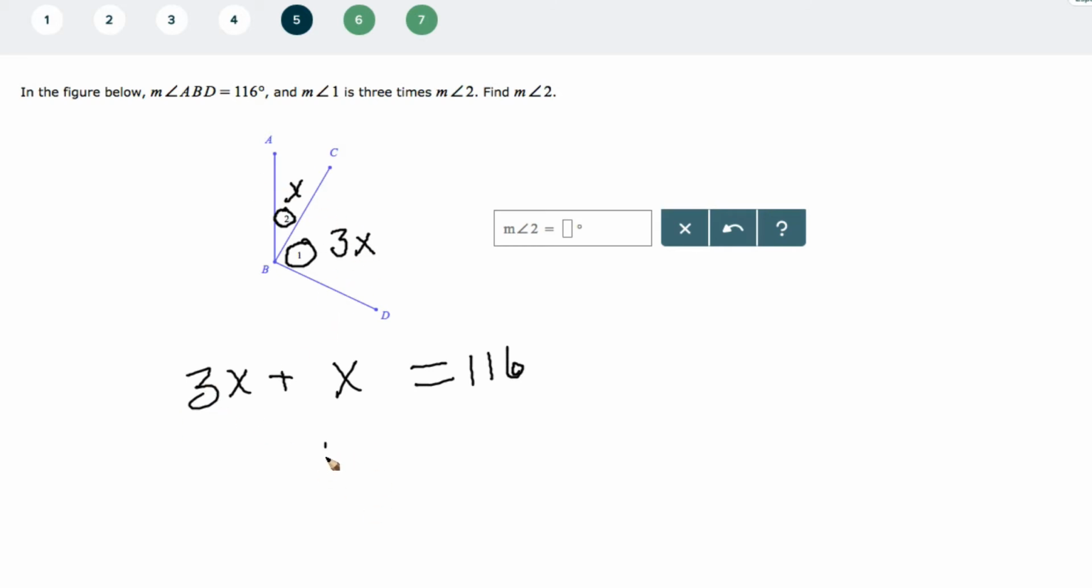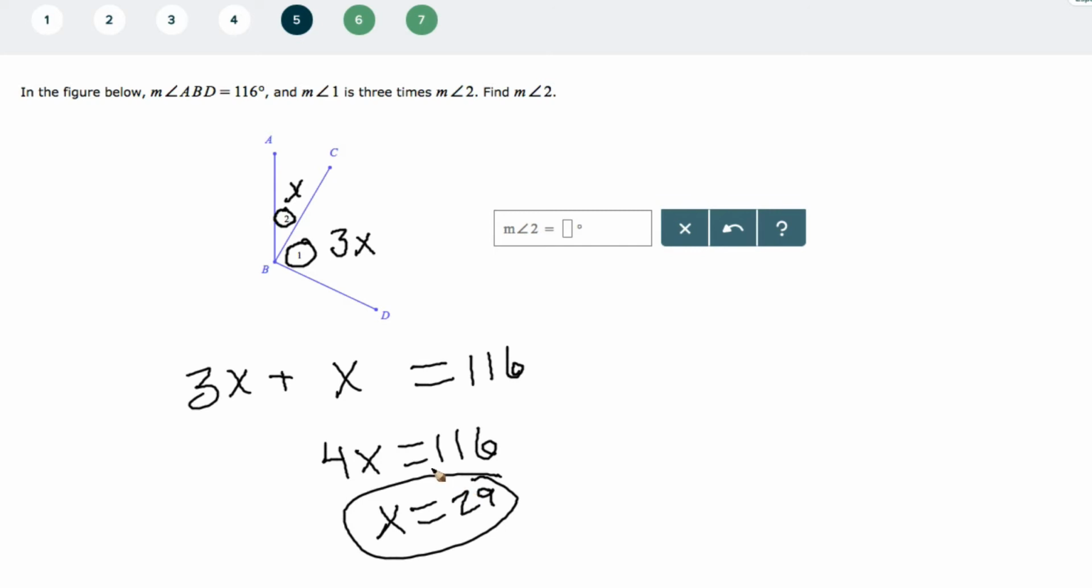So now we've got 4x equals 116. Now all we have to do is simply divide 116 divided by 4, and that is 29. And so that's x. Well, what is x? X is the measure of angle 2. And that's why it's always good to sketch it down on paper. So the measure of angle 2 is x. X is 29.